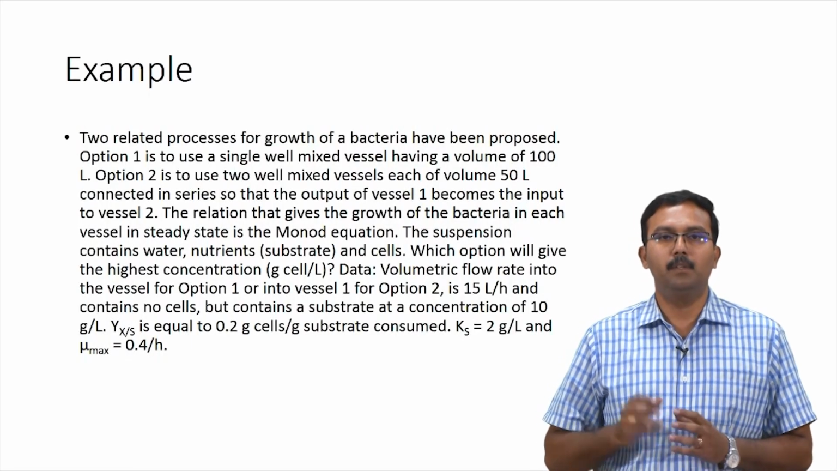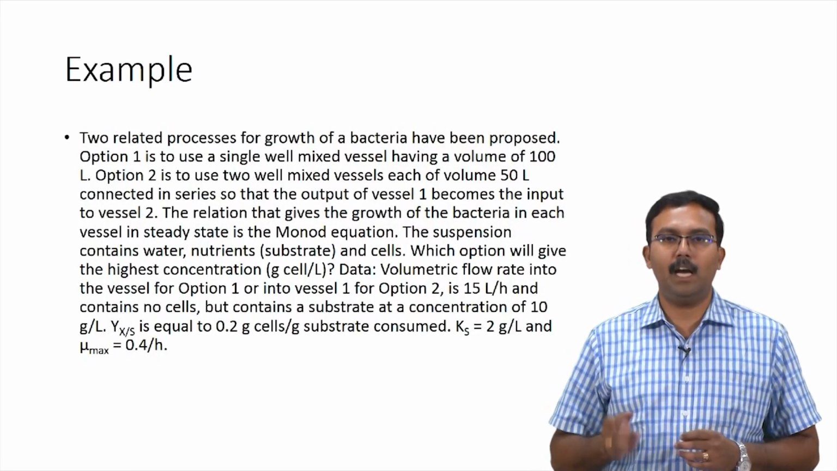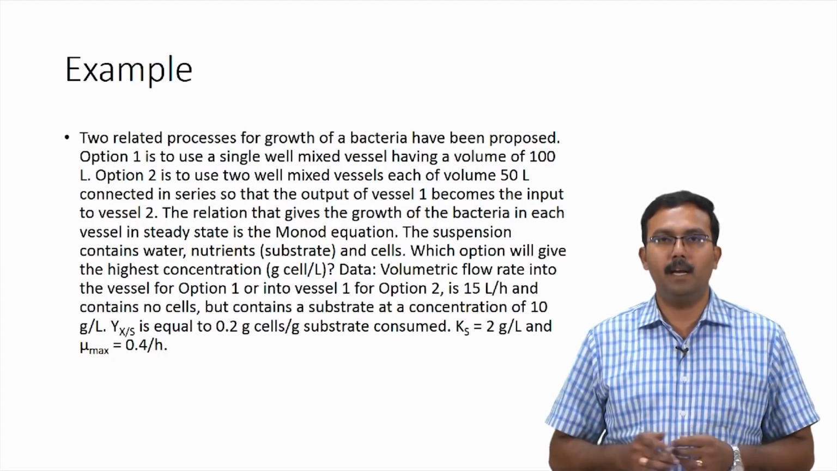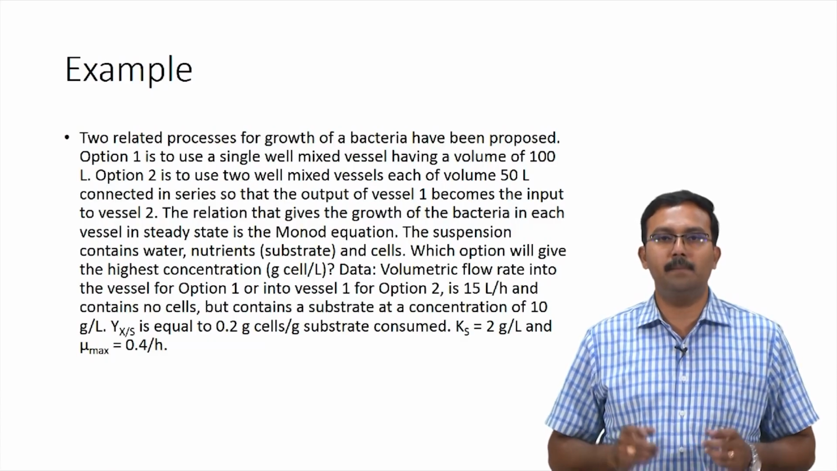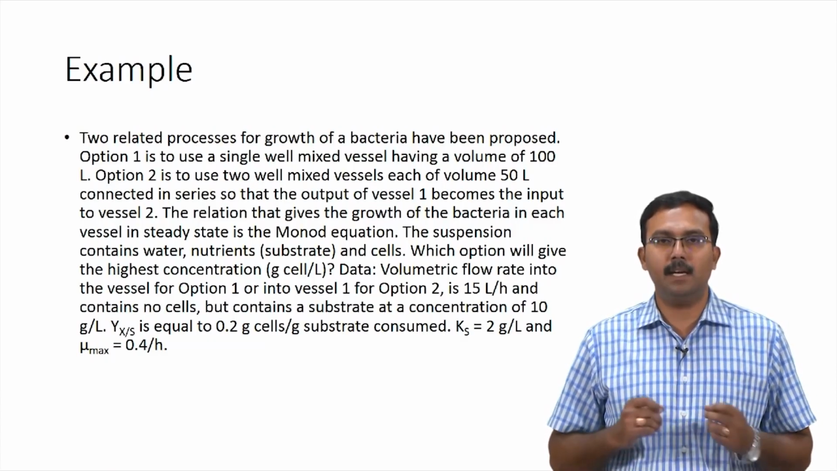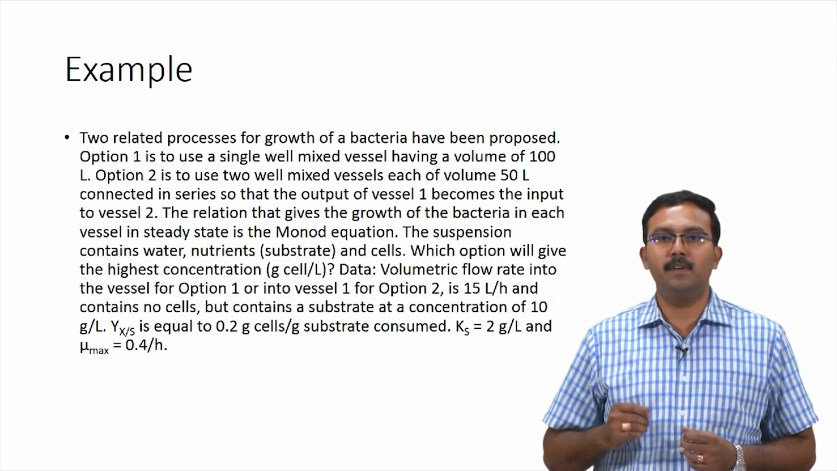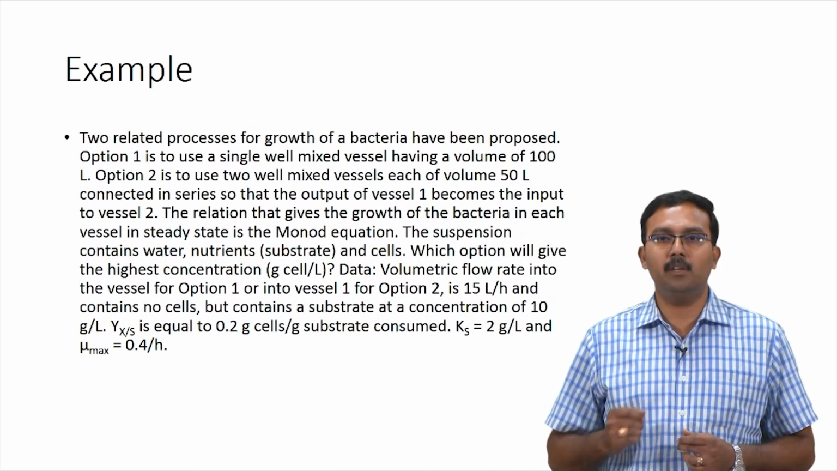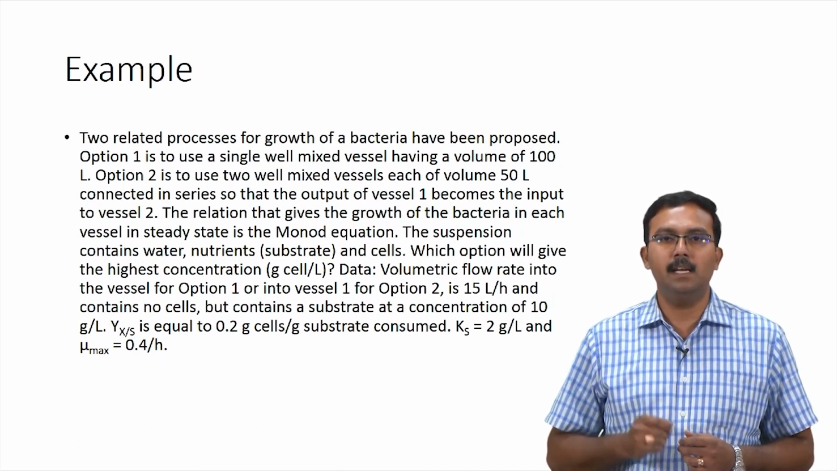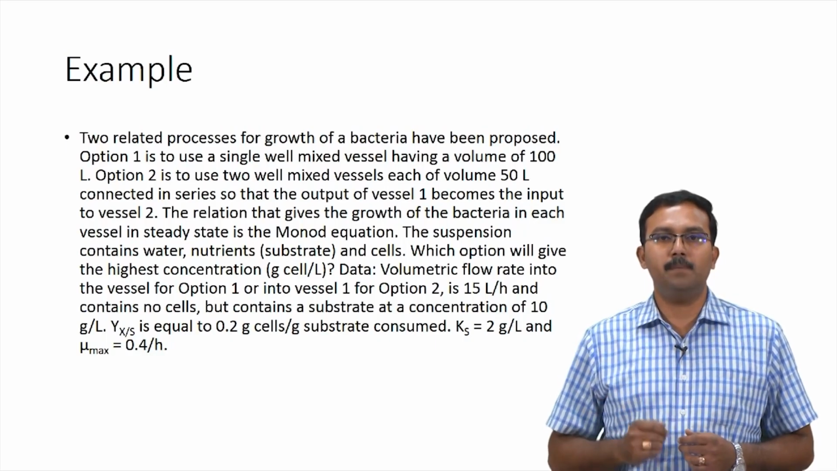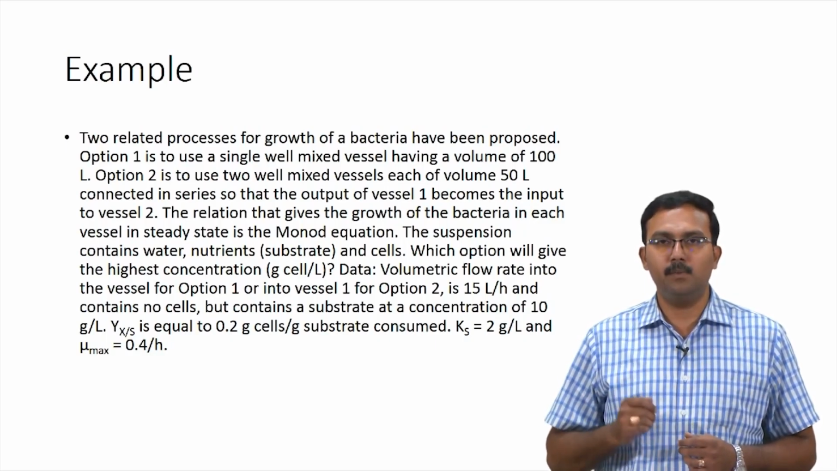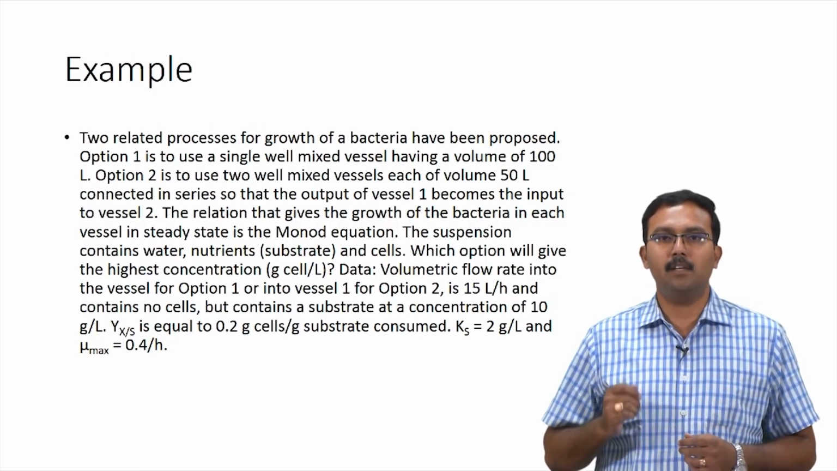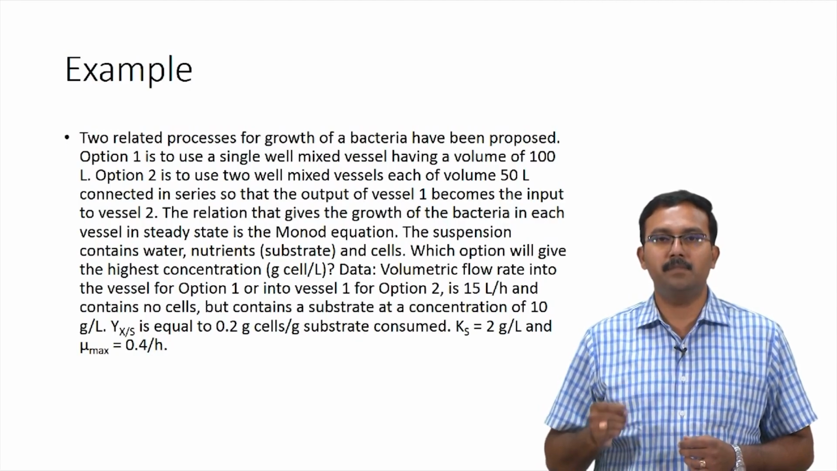Here is the example problem. Two related processes for growth of a bacteria have been proposed. Option 1 is to use a single well mixed vessel having a volume of 100 liters. Option 2 is to use two well mixed vessels each of volume 50 liters connected in series so that the output of vessel 1 becomes the input to vessel 2. The relation that gives the growth of the bacteria in each vessel at steady state is the Monod equation. The suspension contains water, nutrients which are called the substrates, and cells. Which option will give the highest concentration of cells in terms of grams of cells per liter?